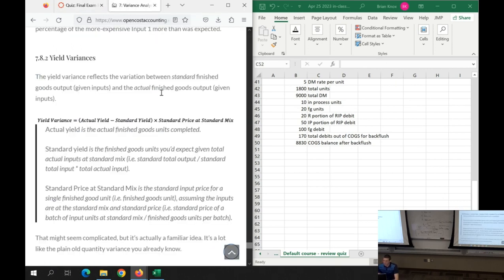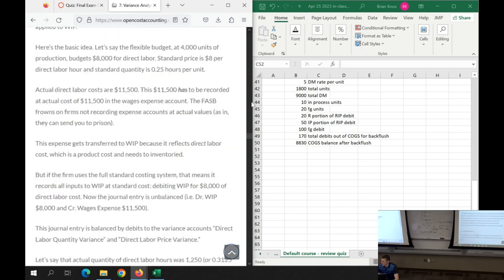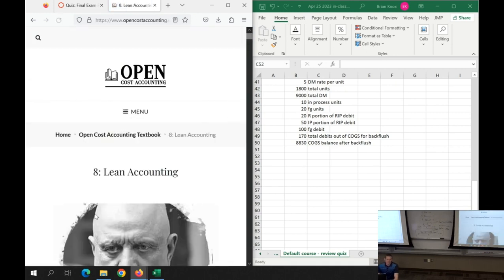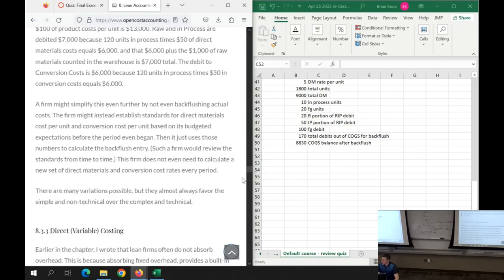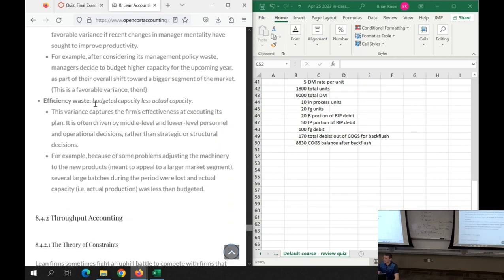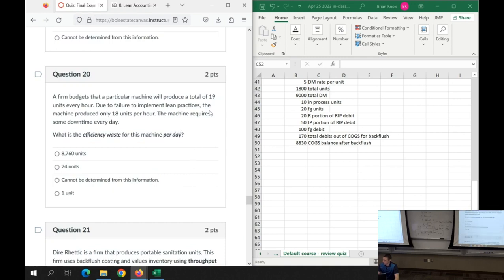Anybody remember off the top of their heads efficiency waste? What that means? Yeah, I'm 99% sure that's right. We'll double check. Yes, budgeted minus actual capacity. What we actually did. So we budgeted 19 every hour, actually did 18. So the hourly efficiency waste was 1 unit, but it's asking per day. So 24 units is the efficiency waste.